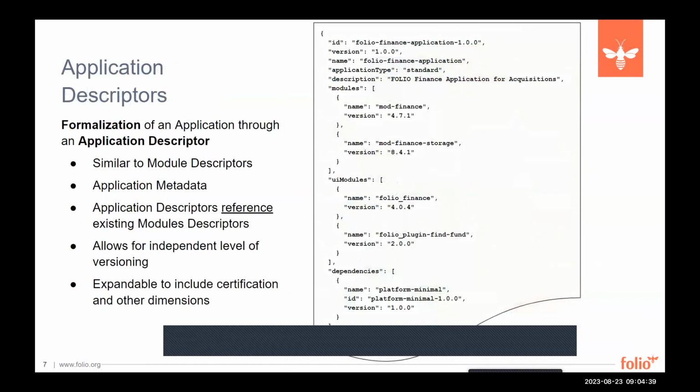So now that you know what we're proposing as an application, how would we describe this? How do we formalize it? This is where the application descriptor comes in. It's akin to the module descriptors that we all know and use all the time. It's some metadata about the application. Here you can see it has the name, the version, a description. And the important parts here are the modules which comprise the application, both on the front end and back end. You can see that there are plugins in there as well. And of course, dependencies on other applications. The dependencies aren't going away just because we're formalizing this. And of course, this could be extended to include things like certification and probably other things as well.